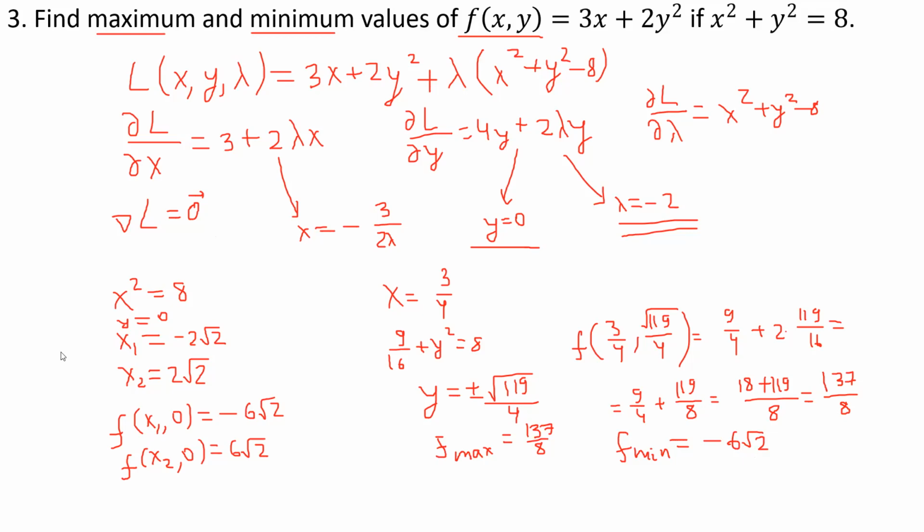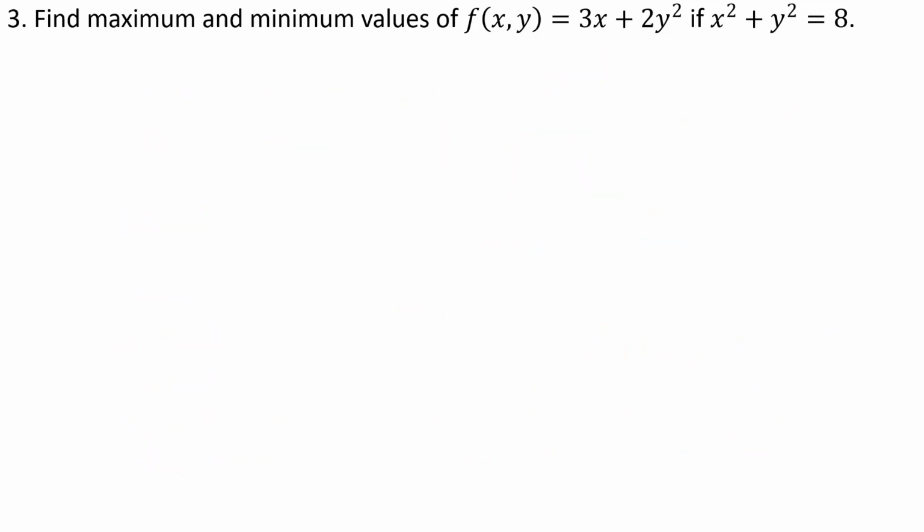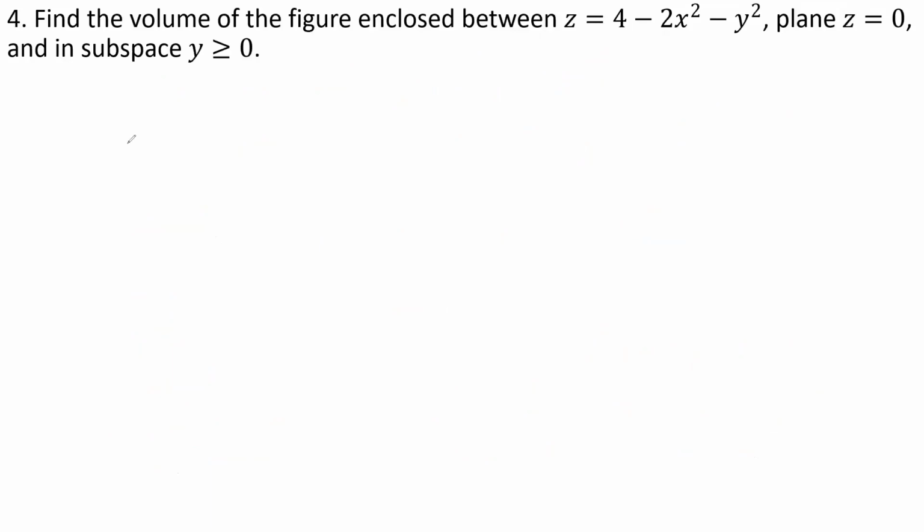So now we can move to the fourth problem. Here we need to find the volume of the figure enclosed between the plane z equals 0, and in the subspace where y is non-negative. So I've seen solutions where you tried rotation about the OZ axis, but it's not correct because the coefficient at x is not the same as the coefficient at y.